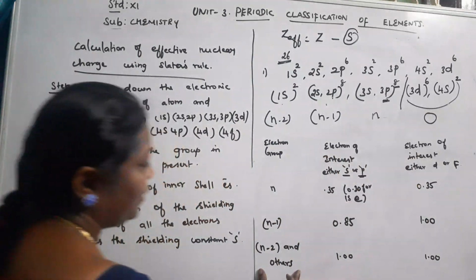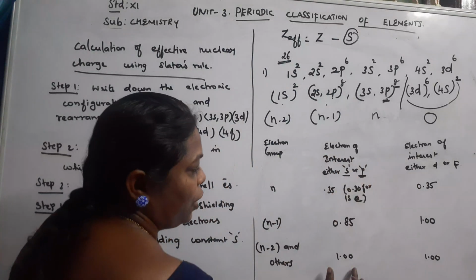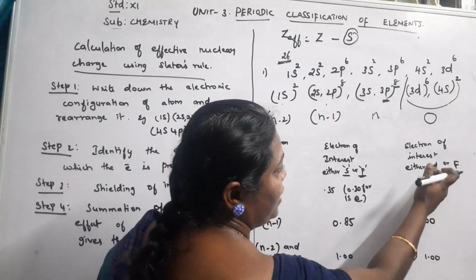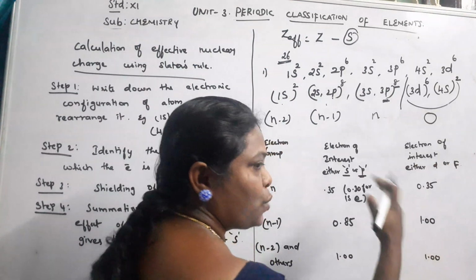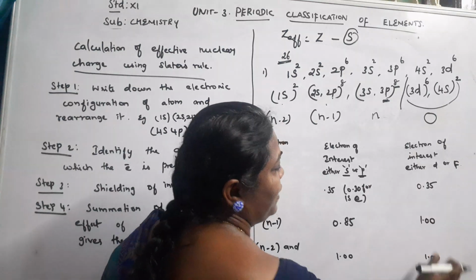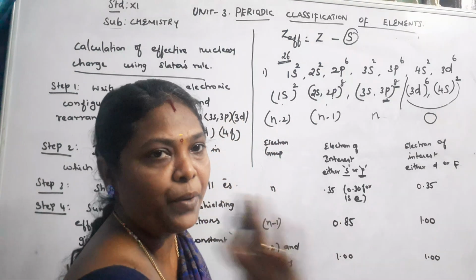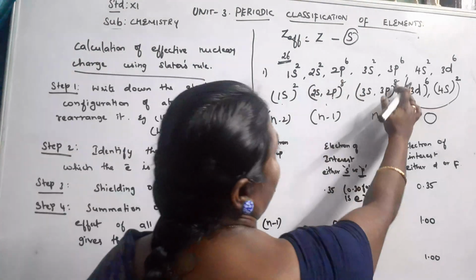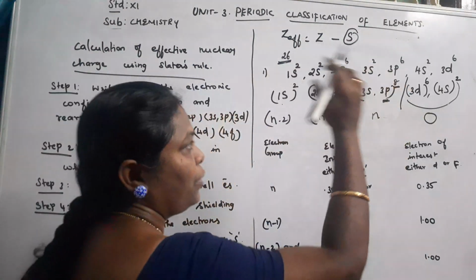Okay, and for n minus 2 and others, for s and p orbitals it is multiplied by 1, and for all other remaining shells for D and F, the n minus 2 or n minus 3 and everything, it should be multiplied by 1. That means per unit. Okay, let us consider this as an example. So we are going to calculate only for an electron in 3p.